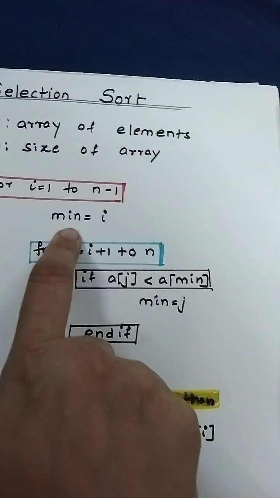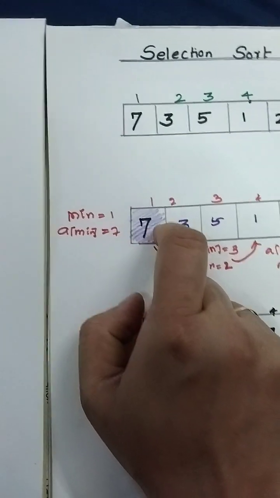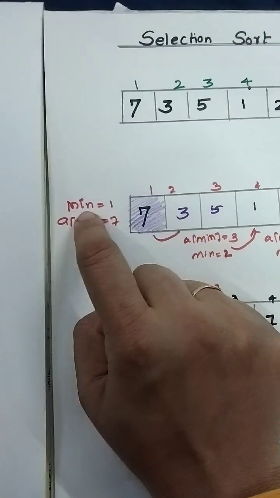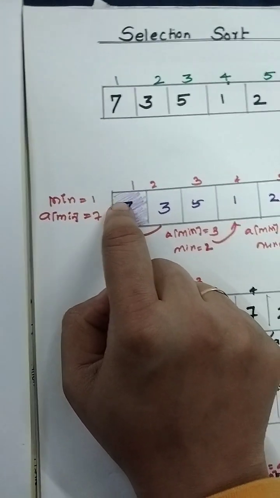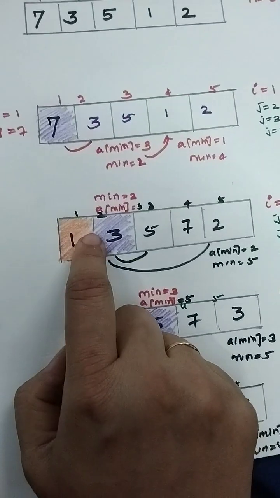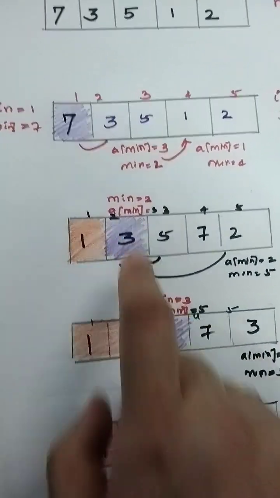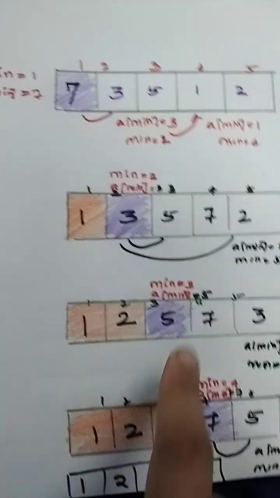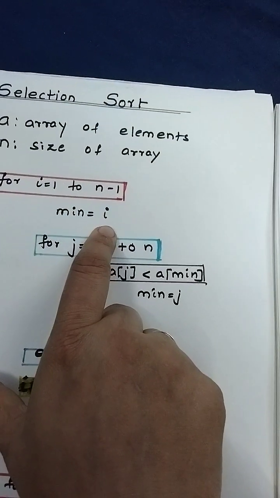What you are doing is minimum is equal to i. See, in the initial case you are taking the first element as the minimum position. Minimum is equal to 1 means it's a position. It's representing the position. Second time you are taking minimum is equal to 2, second position. Third time minimum is equal to 3. Fourth, minimum is equal to 4. That is why it is minimum is equal to i.